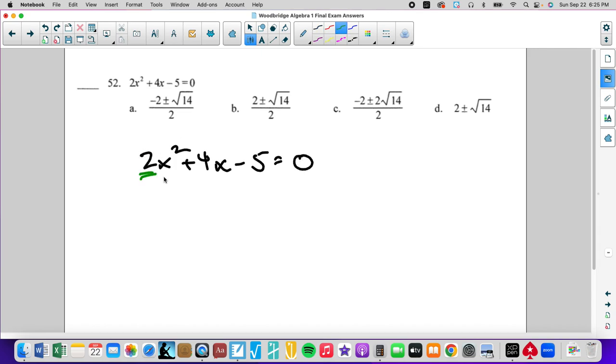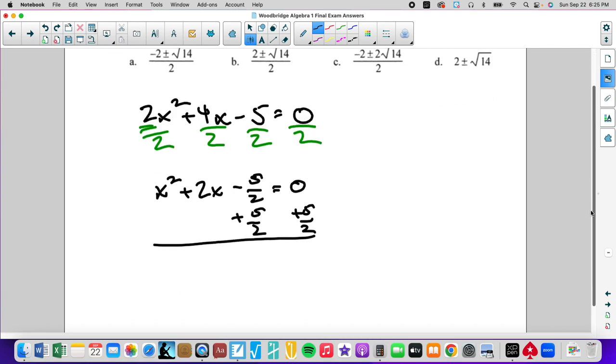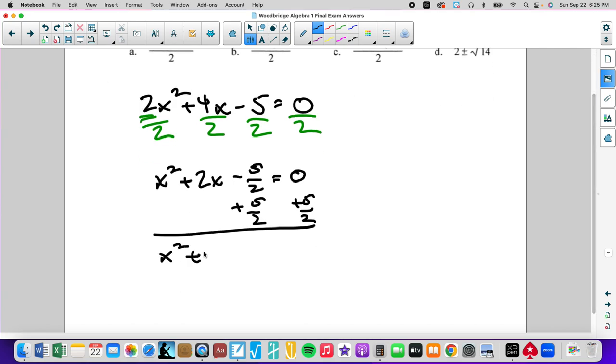So how do I get rid of this? I'm going to divide everything by 2. And that gives me x squared plus 2x minus 5 halves equals 0. Now we're going to move the constant over. That gives me x squared plus 2x equals 5 halves. Now we're going to take half of my b value, which is 1, and square it, which is 1. So we will add 1 to both sides.